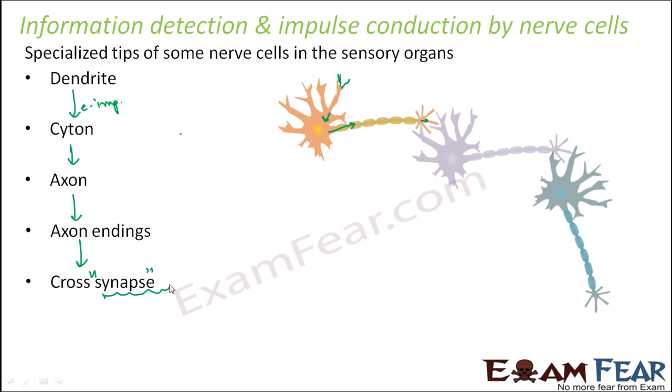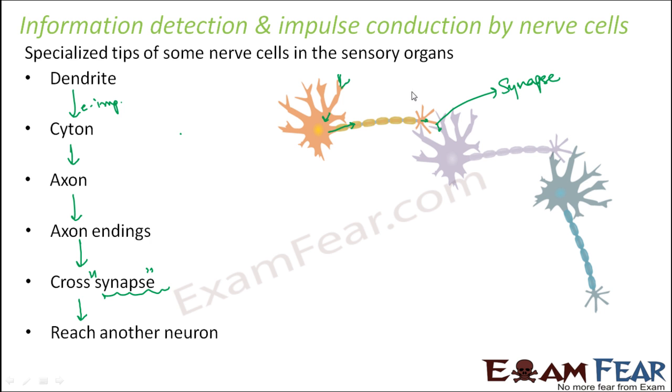What is synapse? Synapse is nothing but this joint, or this junction, between the nerve ending of one neuron and the cell body of the other neuron. So this junction is known as synapse. So now this will cross the synapse and then it will reach another neuron. Correct? So now it has reached another neuron.